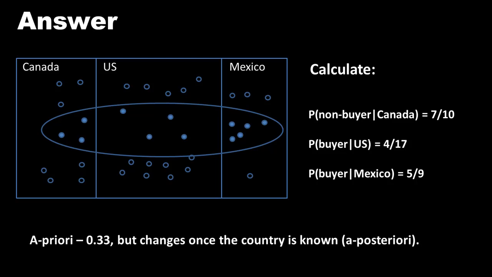Okay, so again, just to emphasize, without any conditions, the a priori probability of somebody being a buyer is 0.33 or 1/3. That is called the a priori probability, that is without any additional knowledge. And then given additional knowledge, the probability can change. It does change quite drastically in this case. For Canada, it remains pretty close to the original value, but for the US and Mexico, the value changes pretty drastically from the original value. Okay, so this is just a term called a priori. And of course, the corresponding other term is called a posteriori or a posterior probability.